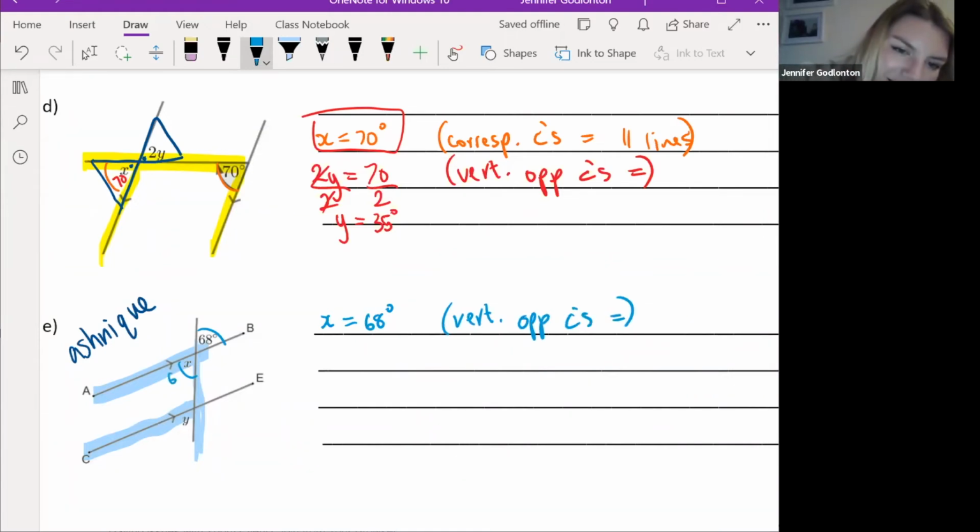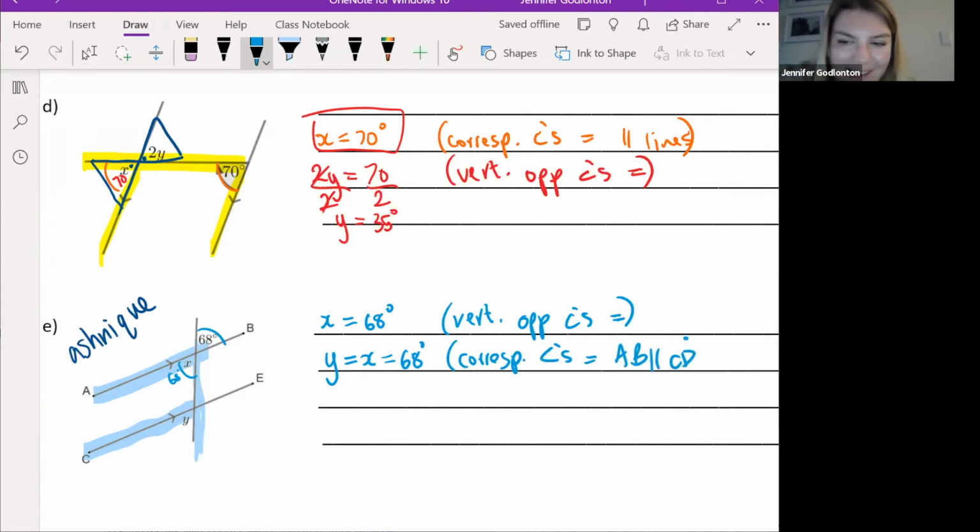Then after that, I said y is equal to x. And the reason would be corresponding angles. AB is parallel to CE. Yes. Awesome. You nailed all of that.